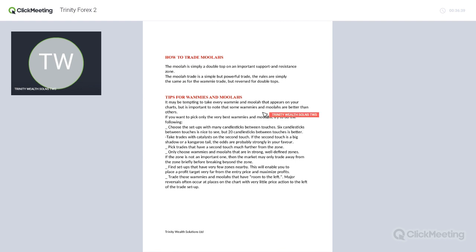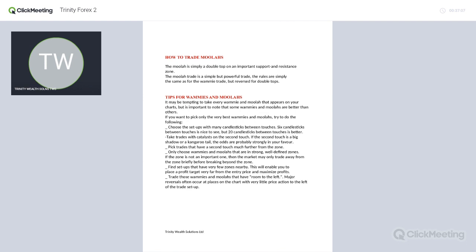So, tips for WOMIs and Mulas. It may be tempting to take every WOMI and Mula that appears on your charts, but it's important to note that some WOMIs and Mulas are better than others. So if you want to pick only the very best WOMIs and Mulas, try to do the following. Choose the setups with many candlesticks between the touches.